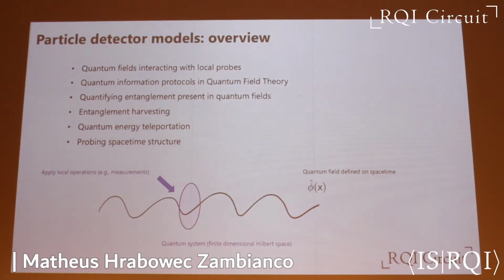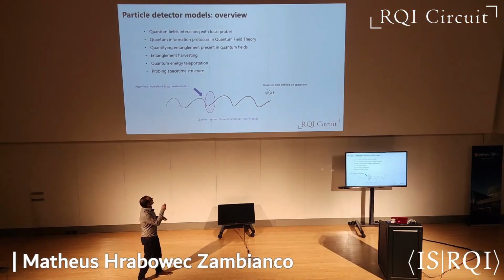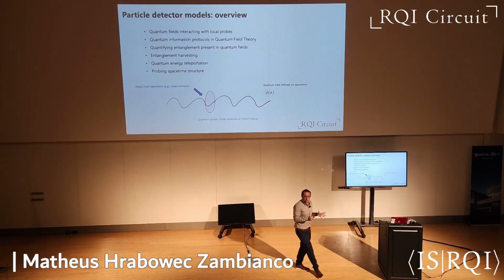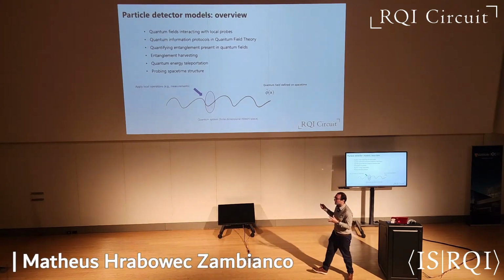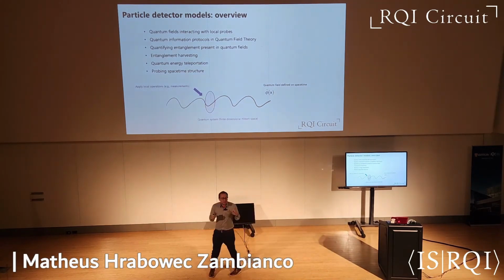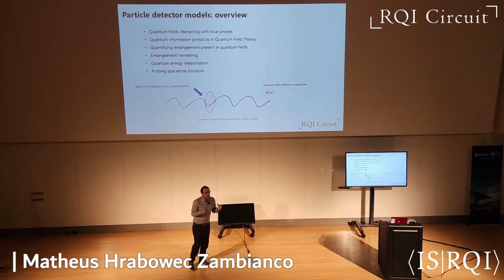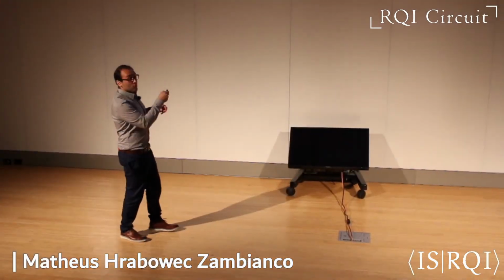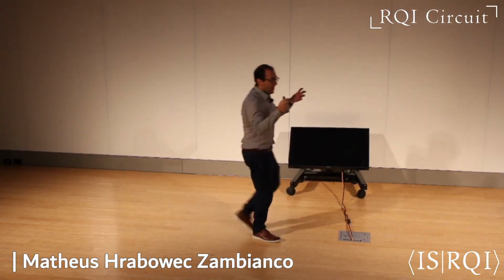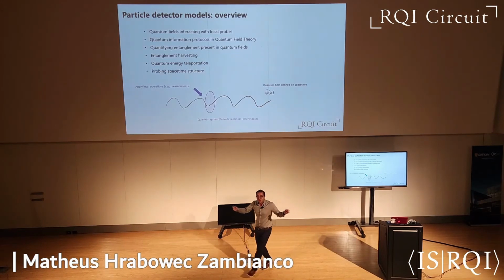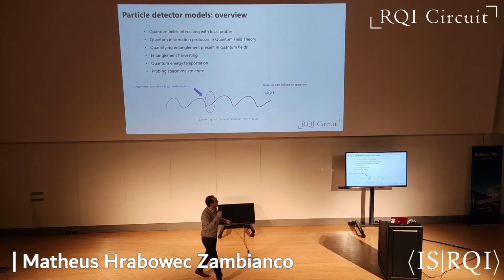interesting about the field. For instance, using such kind of models, we can implement quantum information protocols in quantum field theories. We can quantify entanglement present in quantum fields. We can even establish outstanding results like entanglement harvesting, where you have two particles that, even though they are space-like separated, can become entangled because they are interacting with the field.